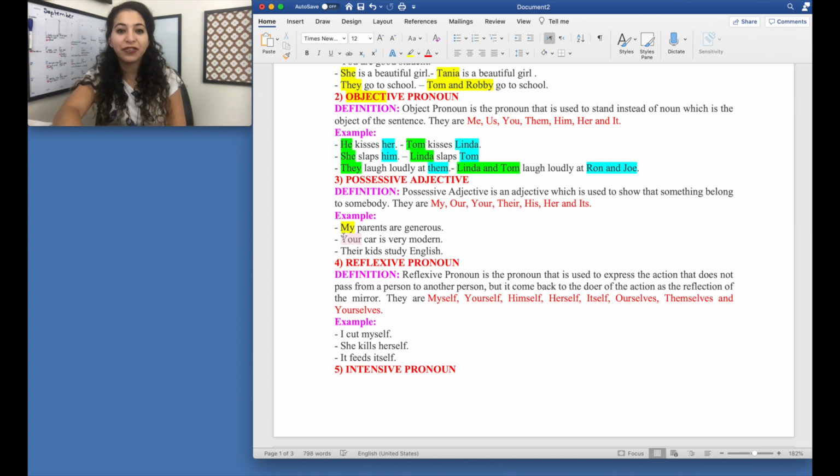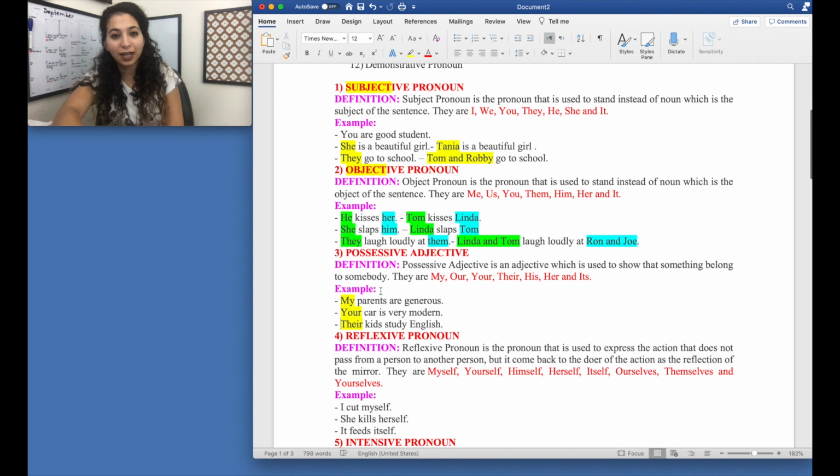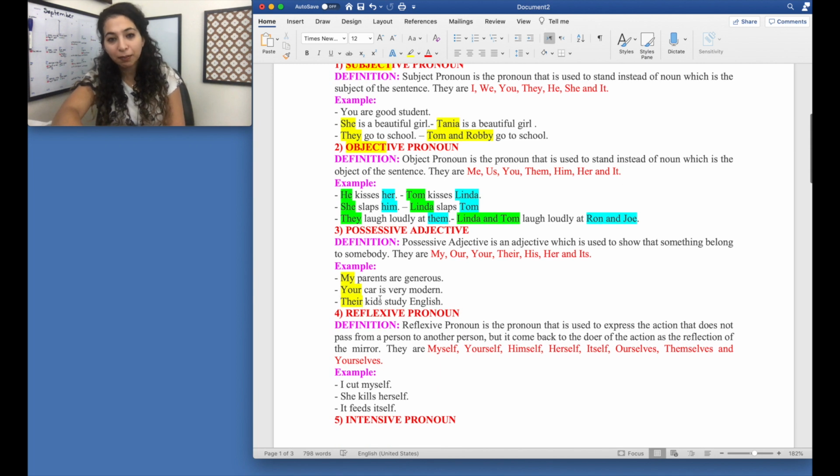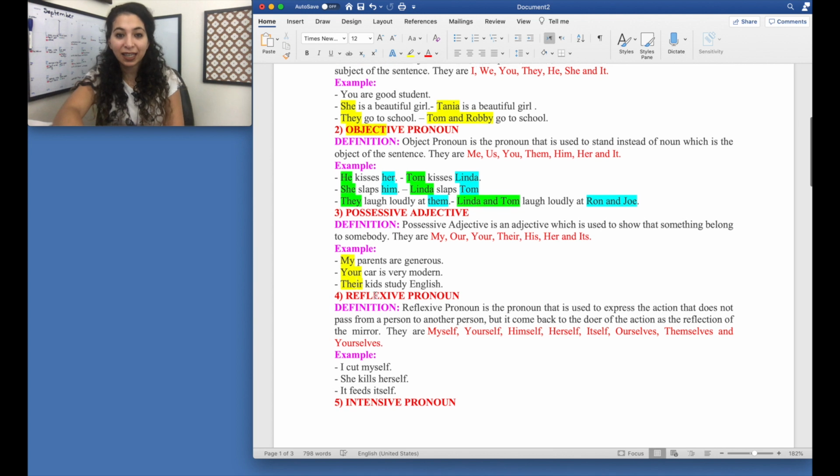Your car is very modern. "Your" is giving us more information about the car. Whose car is it? It's your car. Their kids study English. In this case, even though we've seen "there" in different places, here, because it's right before the noun, we know that this is a possessive adjective. Their kids study English.